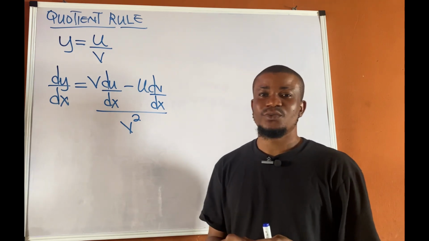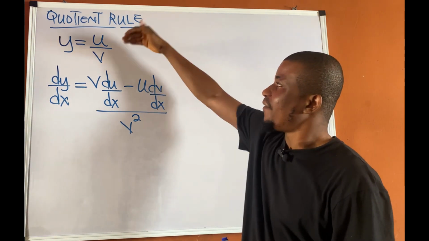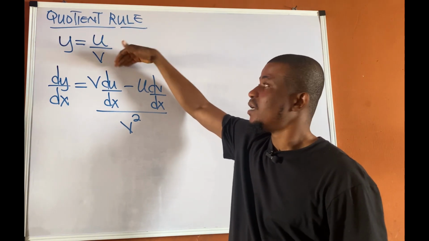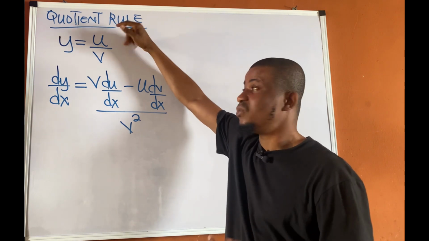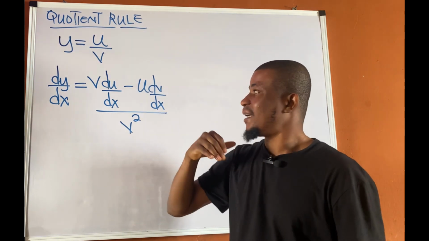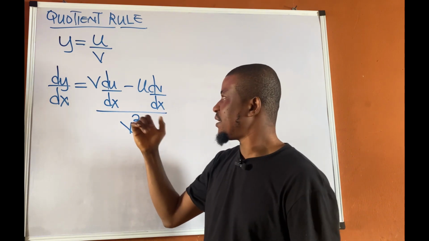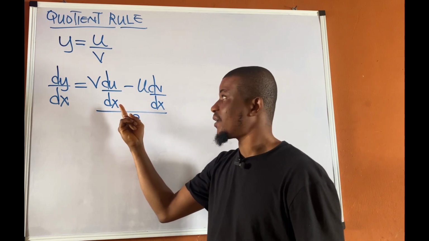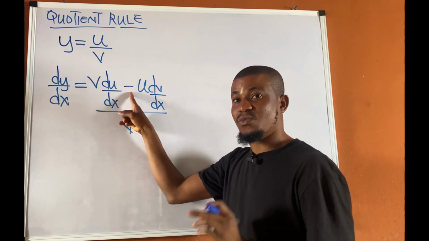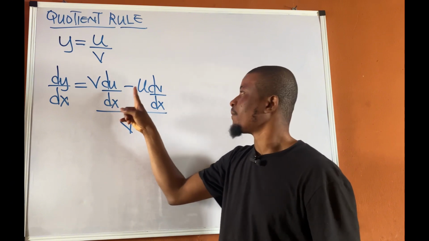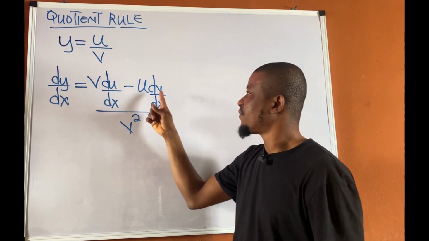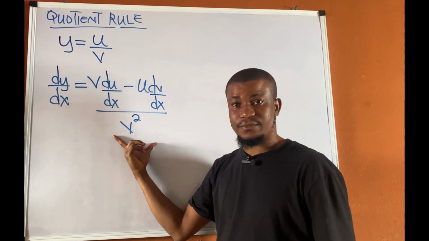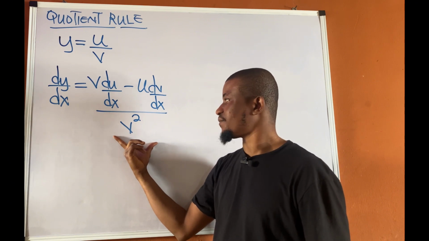This is a very simple rule. Whenever you see a function having a division of functions, a numerator and a denominator, simply call the numerator u and call the denominator v, and then apply the quotient rule. The quotient rule says, hold your v, differentiate your u with respect to x, and then a minus. You must take note of the minus in between, it's not a plus. Then you hold your u, differentiate your v with respect to x, and then divide through by v squared. Do not forget to divide through by v squared.